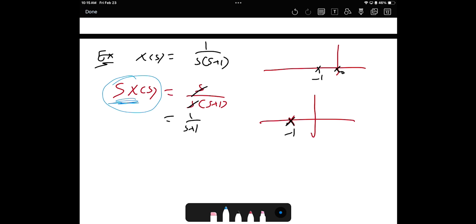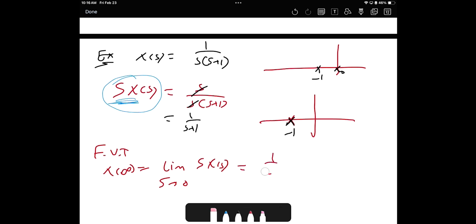And here's one example showing that if you tested X(s), it would be different than when you test sX(s). So basically, by the final value theorem, x of infinity will be the limit as s goes to 0 of sX(s), which will be 1 over s plus 1, which is 1 over 0 plus 1. So the final answer will be 1. Is this clear? You just need to be aware that whenever we test whether the final value theorem works or not, keep in mind s times X(s).